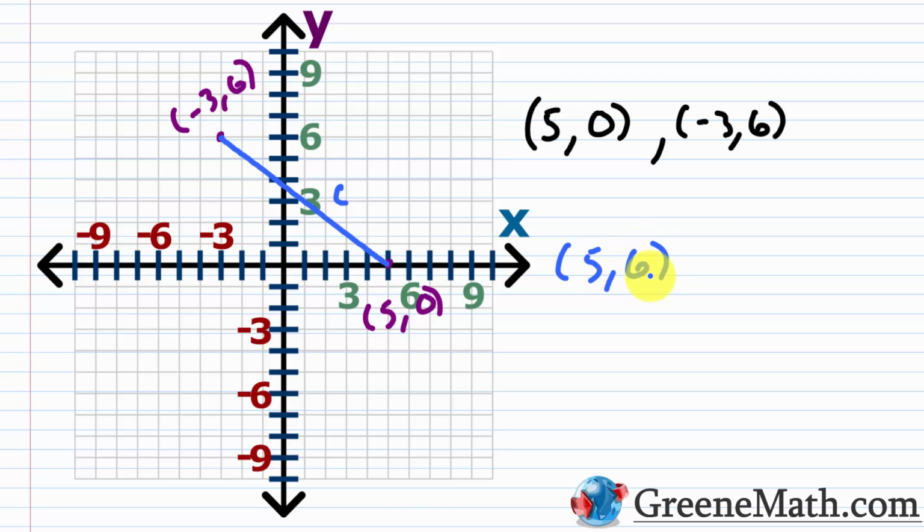So if I go to 5 and then up to 6, that right there would give me a right triangle. Now, I'm not going to do it that way because I can do it another way and it's going to be easier for us to see. So I'm going to take an x value of -3 and a y value of 0. So I'm going to go to -3, 0 on the number line, which is going to be right here. So that's another way you can complete that. Take an x value from one point and a y value from the other. That's how you can get your third vertex for the right triangle.